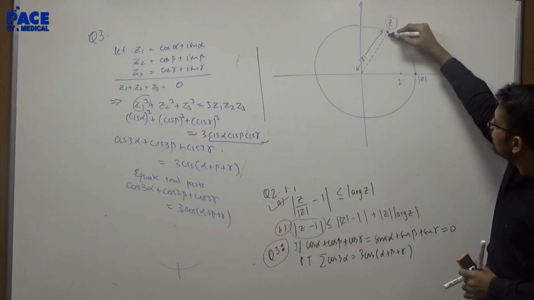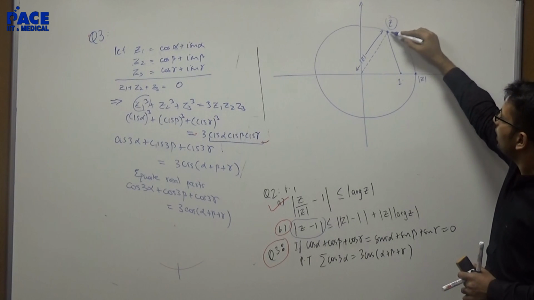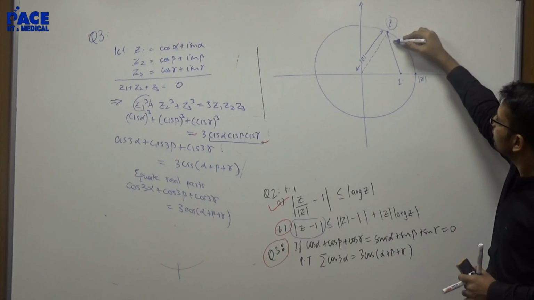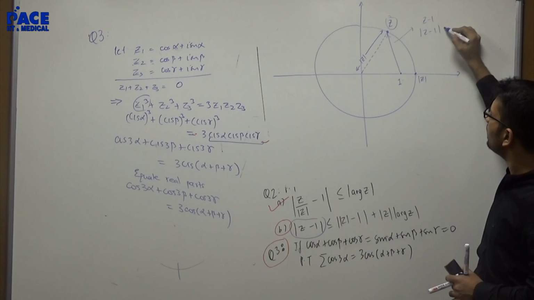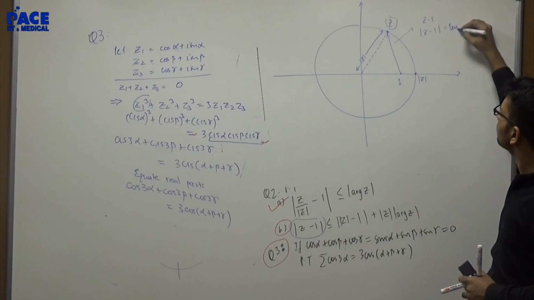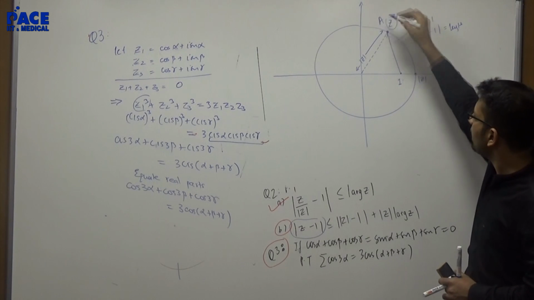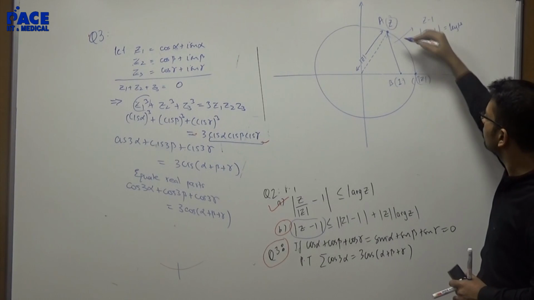So I am actually calculating now this distance, head minus tail. You see this vector, what is this vector? Z minus 1. So when I say what is mod Z minus 1, it is basically the length of this vector. Okay, it is this length. Now let's give some names. Let's call this A, let's call this B, let's call this C.